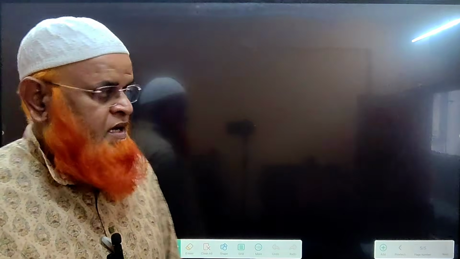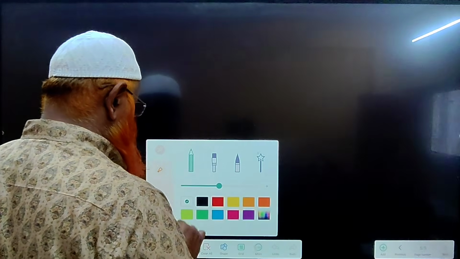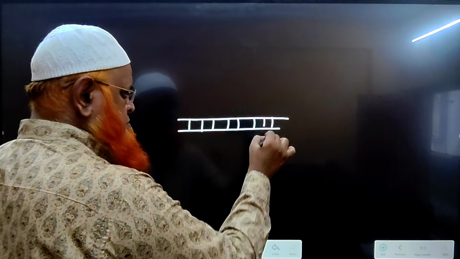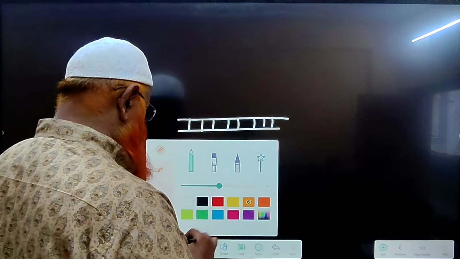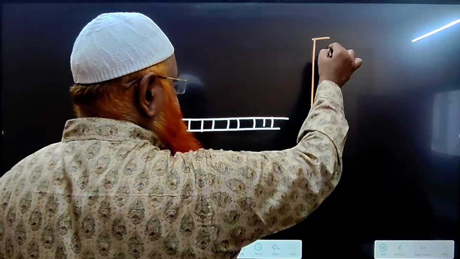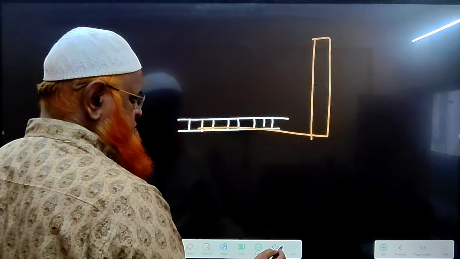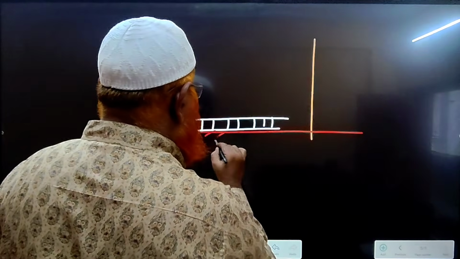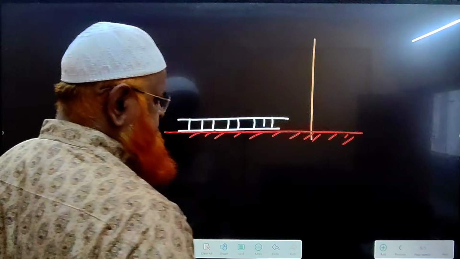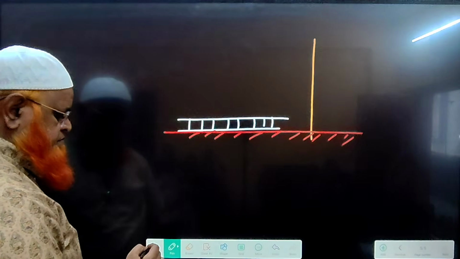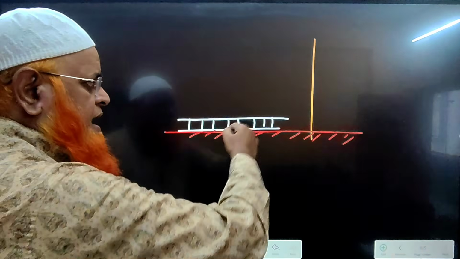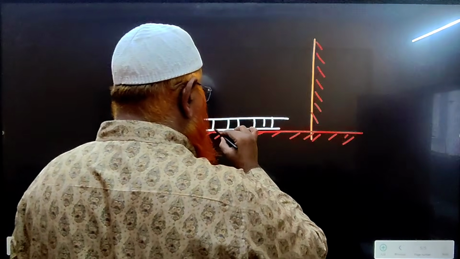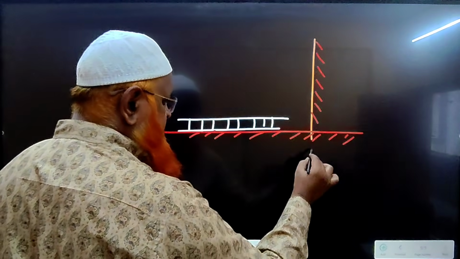See, there is a ladder, and there is one wall, and this is the ground. Understand? So what you have to do is lift this ladder and keep it on the wall. This is a wall. Okay, this ladder you have to lift and keep.